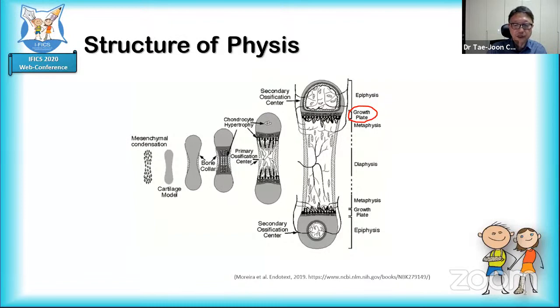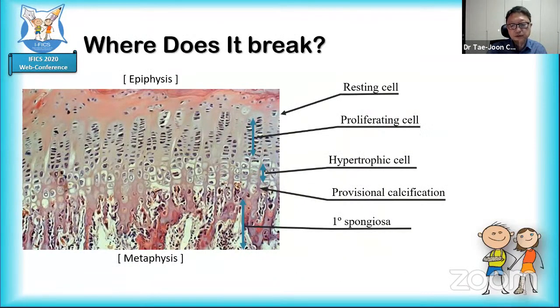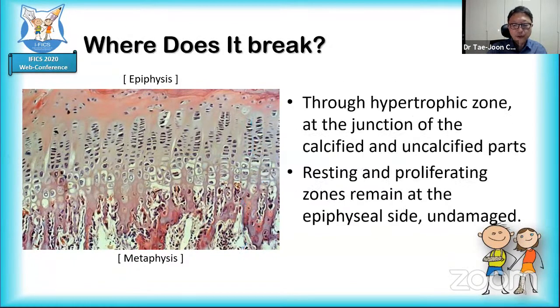continues until skeletal maturity. The growth plate is composed of chondrocyte columns in a zonal pattern: resting cells, proliferating cells, and hypertrophic cells. Hypertrophic chondrocytes undergo calcification and apoptosis, and are replaced by primary spongiosa. When a physeal injury is sustained, a breakage develops through the hypertrophic zone at the junction of the calcified and uncalcified parts, which is the weakest zone. The growing chondrocytes remain on the epiphyseal side, theoretically undamaged. It means that if the breakage takes place clearly at this zone, the growing potential of the physis will be maintained.